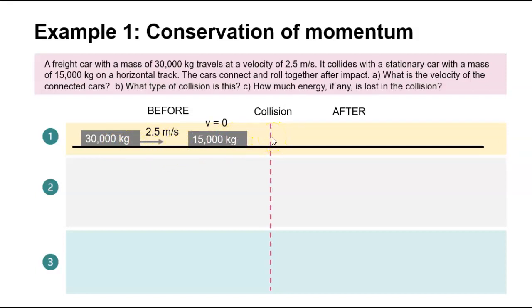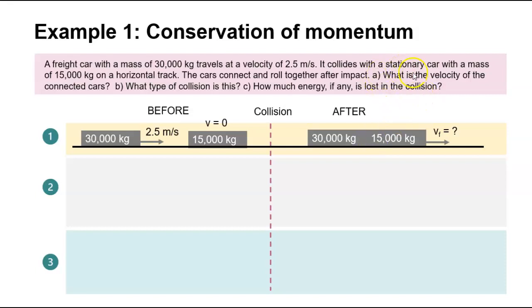And then what did it look like after the collision? The cars connect and roll together after impact. So we don't draw the crash. We draw the picture of how many pieces were in the story before the collision, and after the collision, how many pieces were in the story. There was only one piece because they connected to each other.